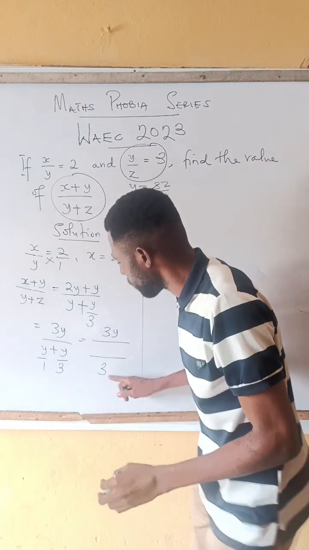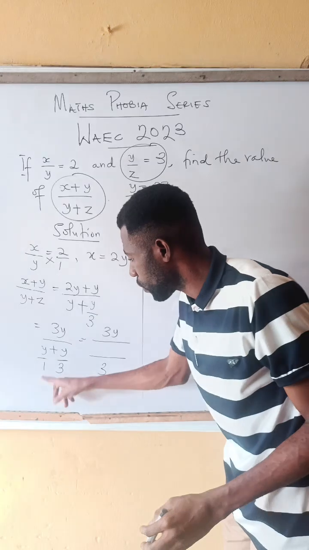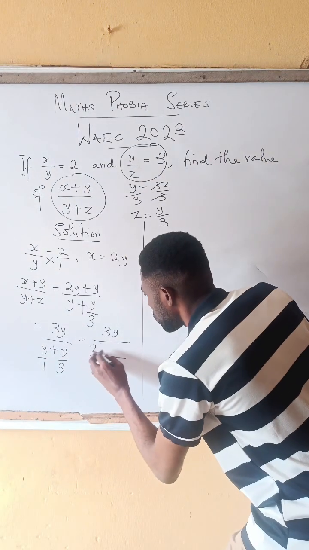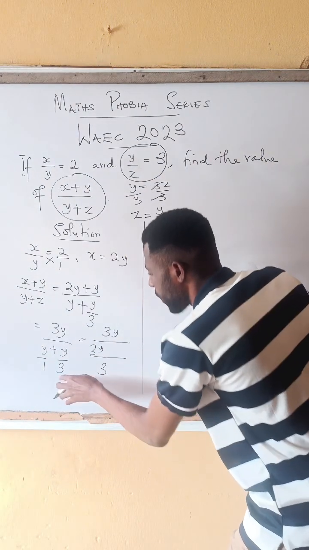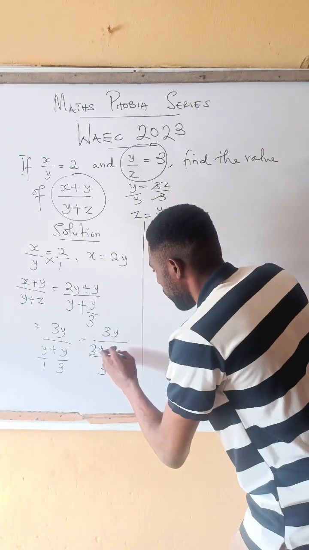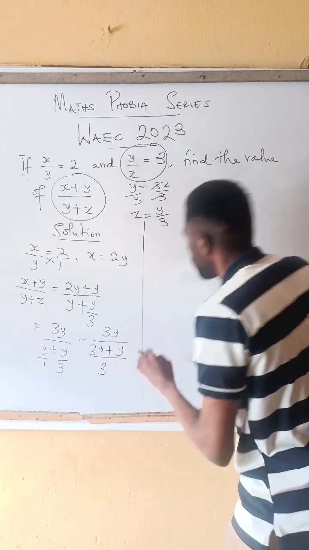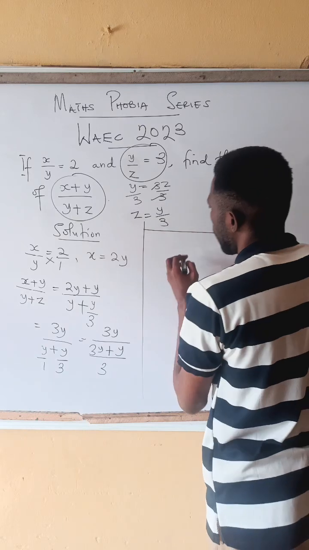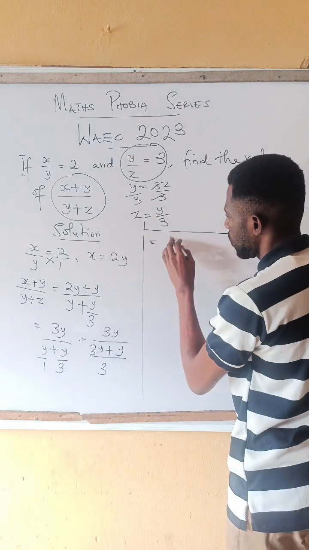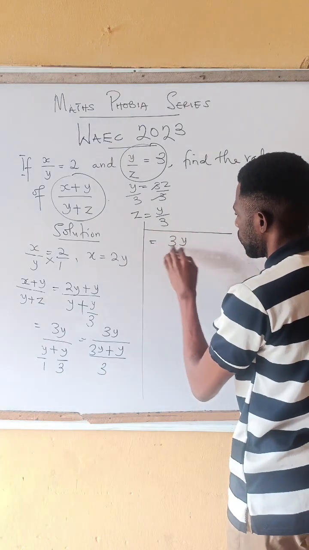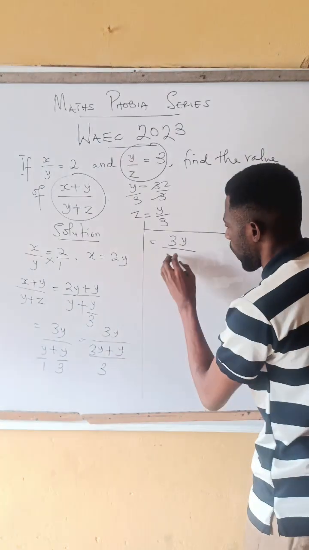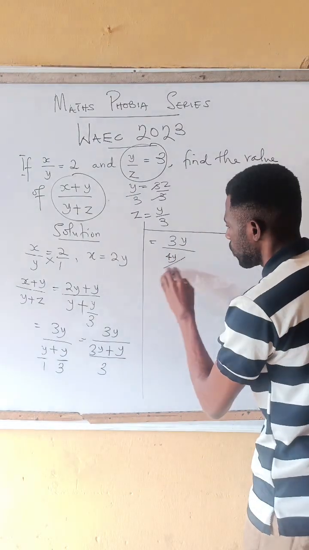Alright, so what do we have? 3 divided by 1, we have 3. 3 times y should give us 3y. 3 divided by 3 is 1. 1 times y, we have y. So that we have 3y over, what do we have? 3y plus y, 4y over 3.